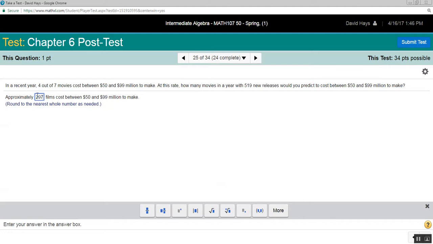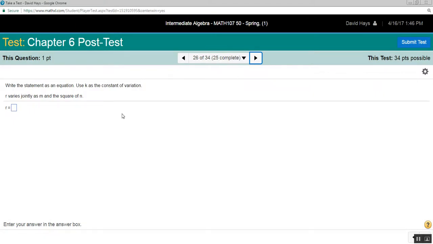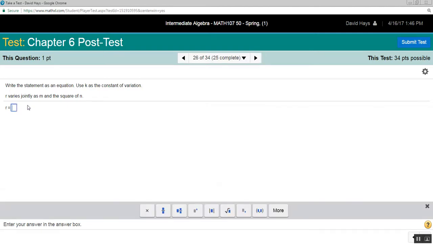That seems too easy, so I know I'm doing something wrong because this isn't an easy chapter. Okay, write the statement as an equation. Use k as a constant of variation. R varies jointly as m and the square of n. So k times m times n squared. Okay.